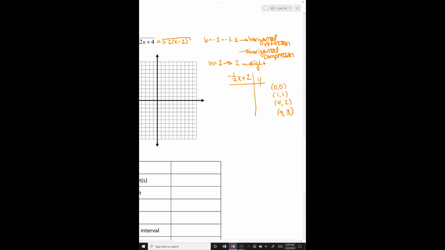Okay, so if we plug in 0, 0, we get 2, 0. If we plug in 1, 1, we get 1.5, 1. If we plug in 4, 2, we get 0, 2. And if we plug in 9, 3, that gives us negative 3.5, which is going to give us plus 2, negative 1.5.